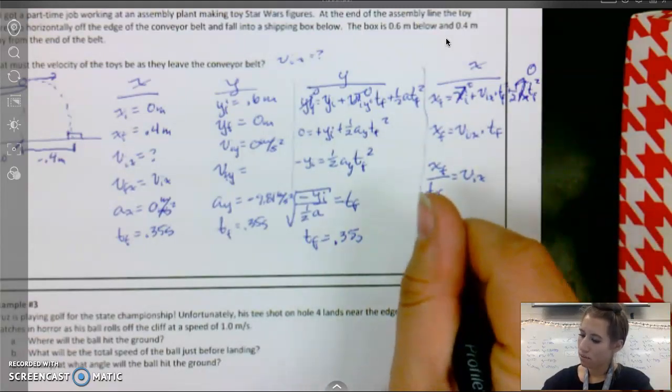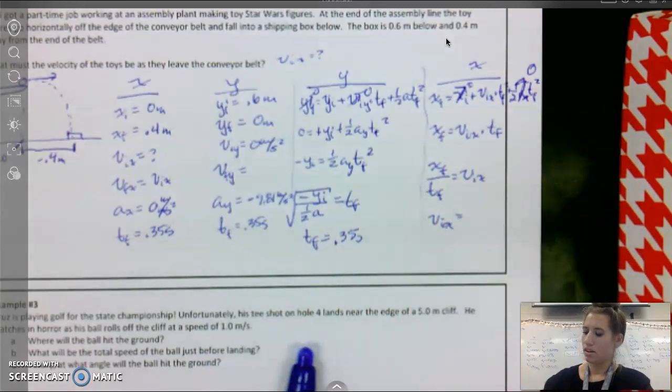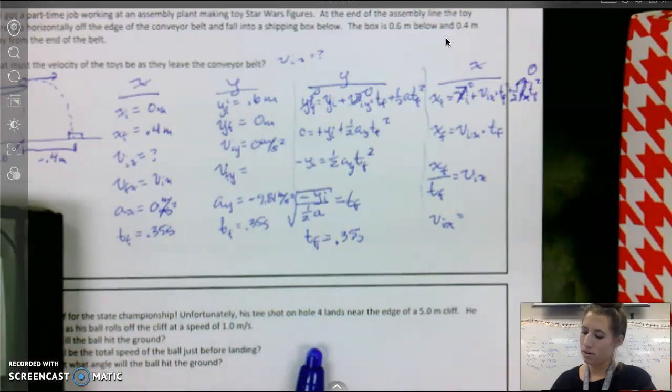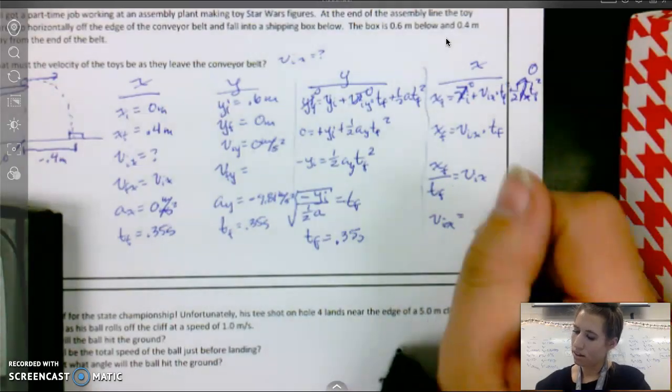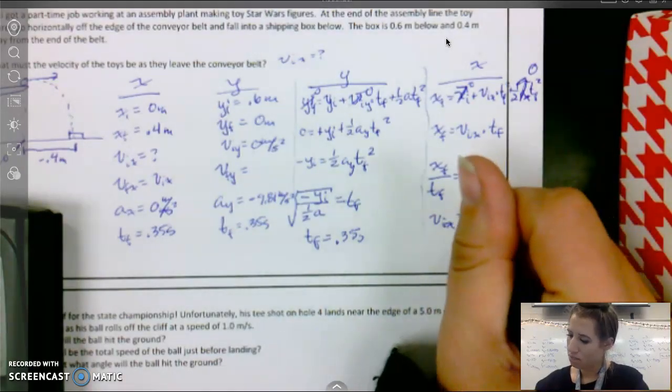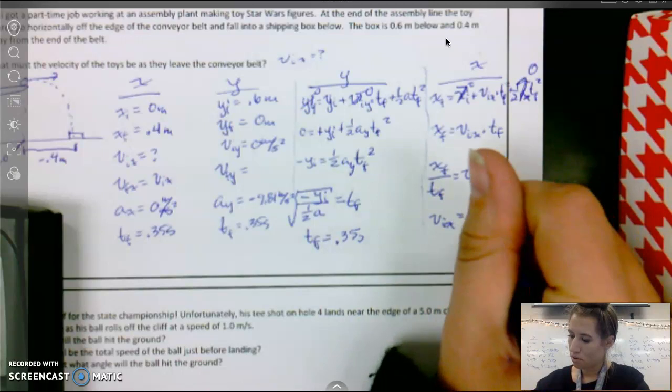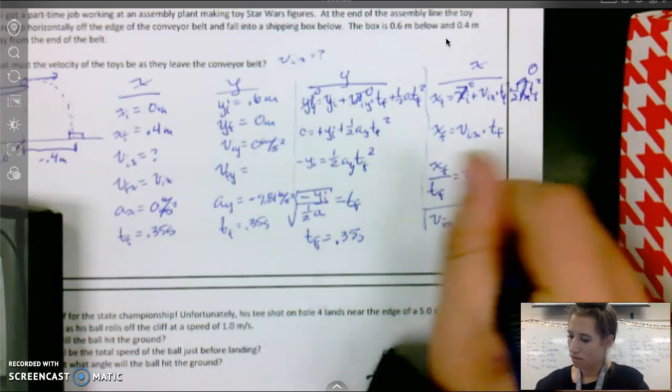So I'll plug in those numbers. x final is 0.4 divided by time final, which is 0.35. And so that gives me an initial velocity of 1.1 meters per second.